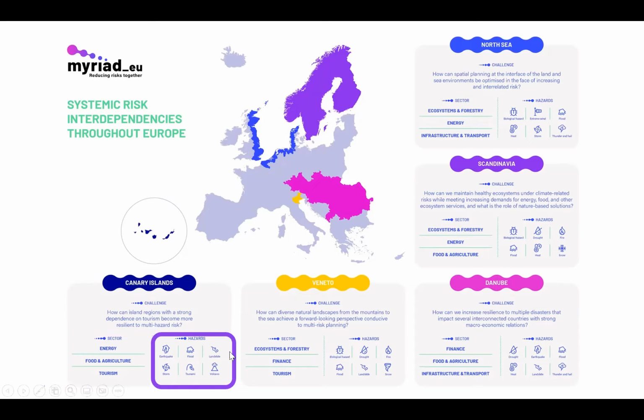And then we try to come up with solutions to address these challenges, looking at all of the different kinds of hazards and interactions between hazards that take place. So we're moving away from assessing, for example, the flood risk in region X and how can we solve that, to saying, what's the challenge, what are the sectors involved, and how can we come to solutions that address all of those different hazards? So I think at heart, that's what we're trying to do within MYRIAD.